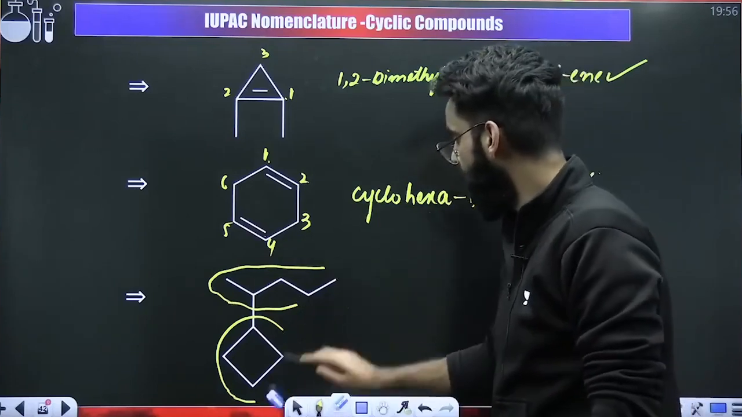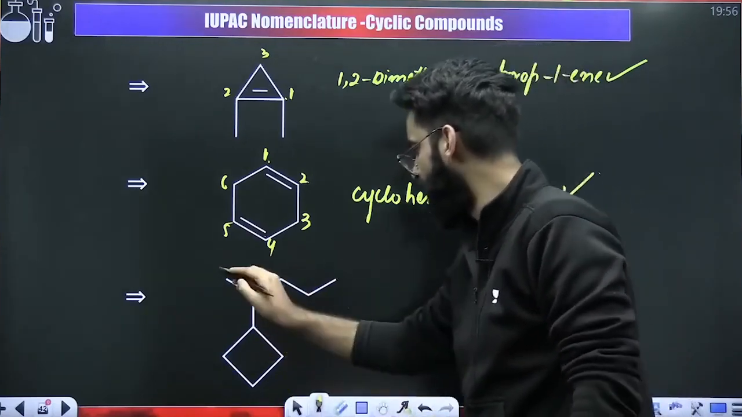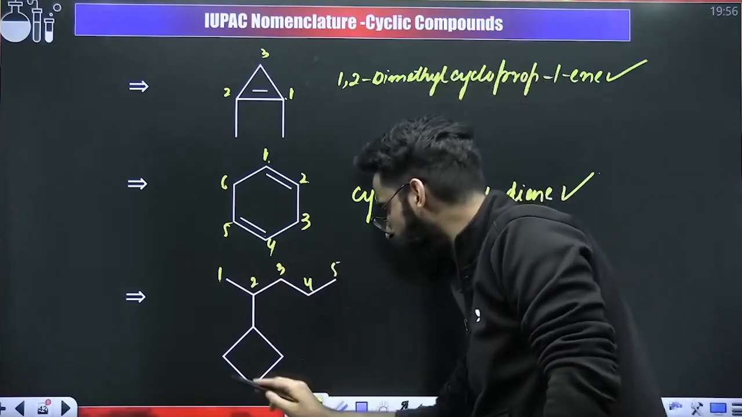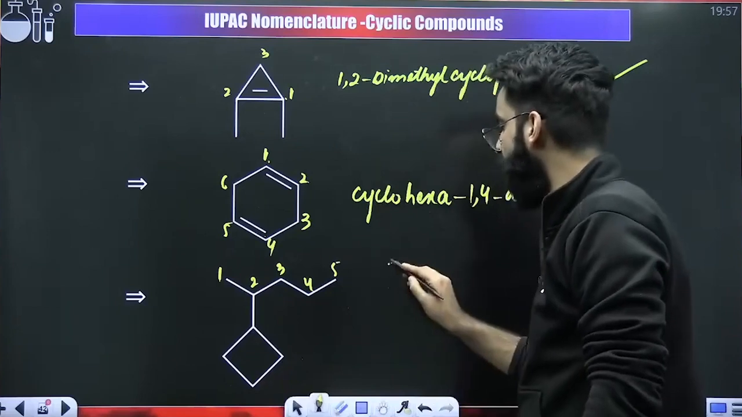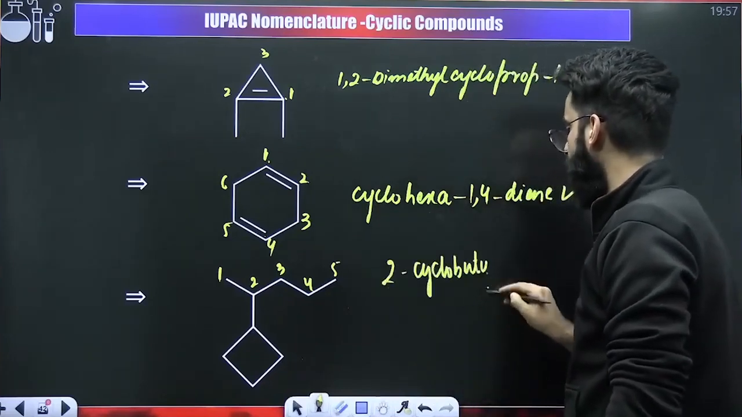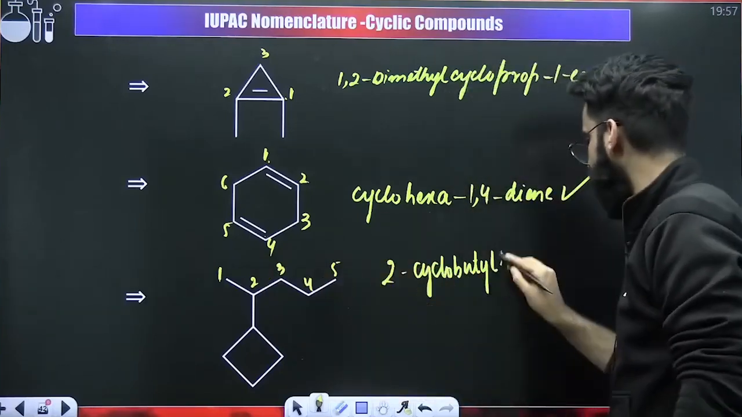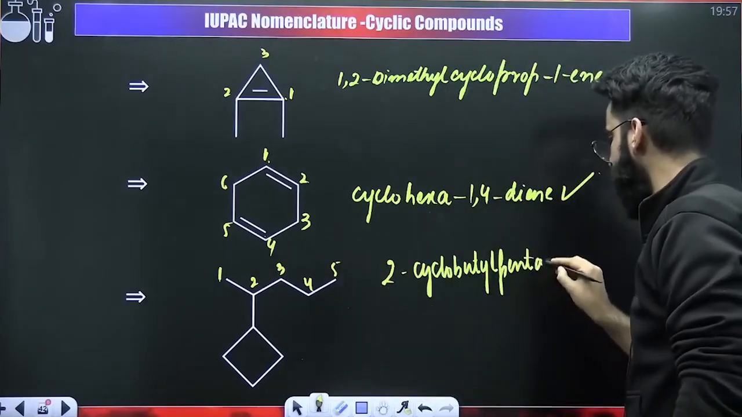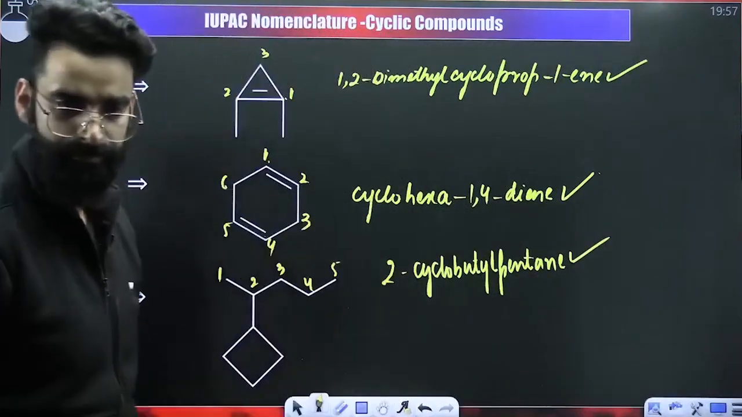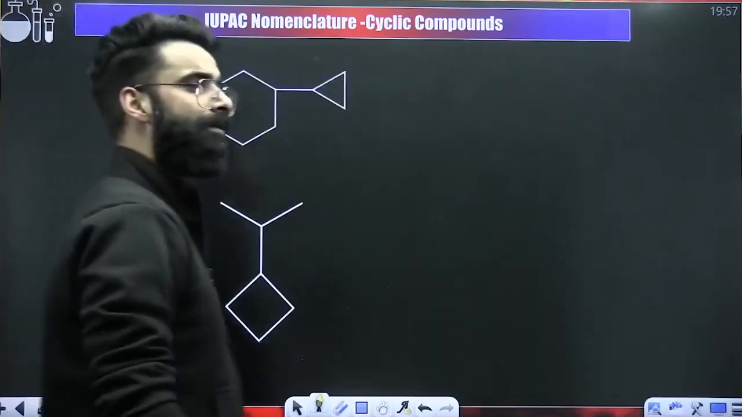So here, this is 1, this is 2, this is 3, this is 4, this is 5. At carbon number 2, it is a cyclobutyl group. And then in the main chain, 5 carbon atoms, so it's going to be pent. Everywhere it's a single bond, so it's going to be pentane. Done and dusted? Yes. Okay, what about this one?